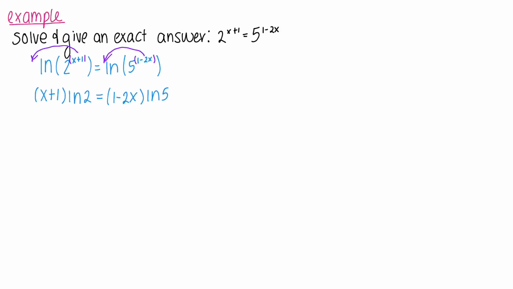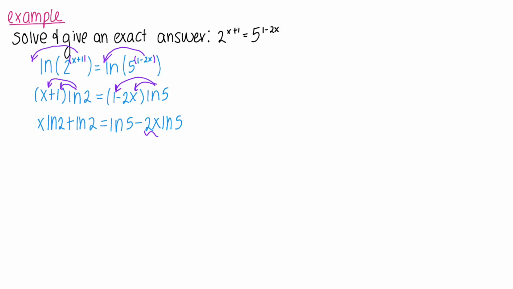So maybe looking a little familiar, distribute the lns on both sides, because we need to get the x's together, and there's an x here and an x here, so there's no way to get the x's all by themselves without first distributing, then getting all the x's on one side and solving for x. So we have x ln 2 plus ln 2 is equal to ln 5 minus 2x ln 5.